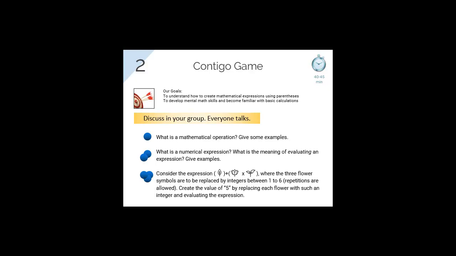You can give an example like 2 times 5, that's an expression. And if you evaluate it, you get something equivalent, a numerical value, which is 10. So 2 times 5 and 10 are equivalent or equal. And finally, there's a little activity where you consider the expression flower 1 plus parentheses flower 2 times flower 3, and then you create different values by replacing these flowers with integers. This goes in the way of algebraic thinking.